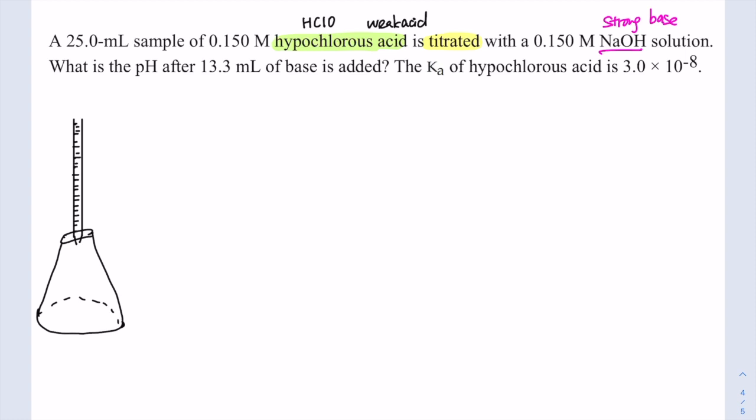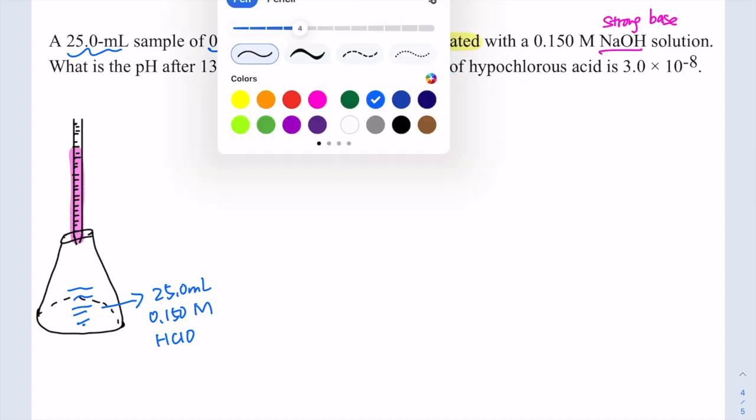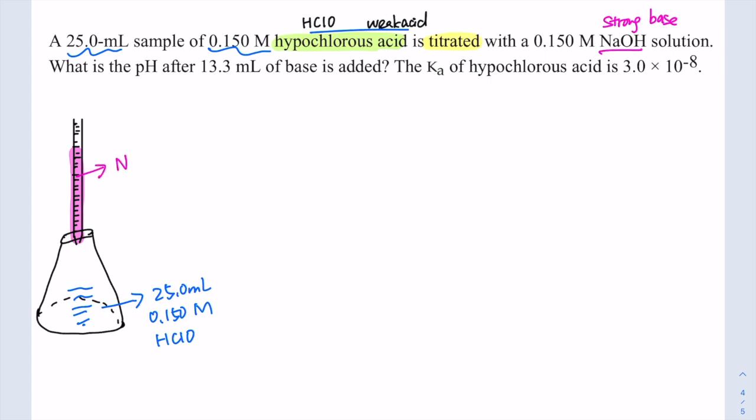And then I do like to draw the setup to help myself visualize it. Since we have an acid, say you have 25 mL of 0.150 molar of this weak acid, and that goes into the Erlenmeyer flask. Then we have our strong base, sodium hydroxide. The concentration is 0.150 molar, and the question says we're adding 13.3 mL of this strong base into my Erlenmeyer flask.